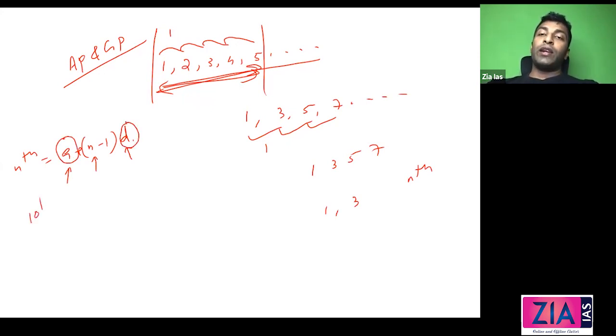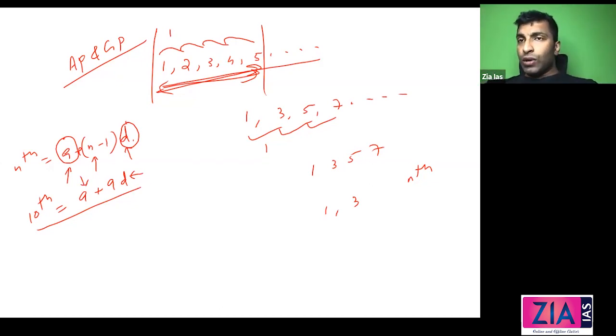For example, if I need to find the 10th term, A, the first term, plus 9D, right? So this D is the common difference. So just knowing the first term and the common difference, you can do that. So that is about the nth term. Okay. Similarly, they can also ask you the sum of this AP, 1 plus 3 plus 5 plus 7. So for some of you it might be boring, but let me discuss this one for the first 2-3 minutes, and then we will move further.